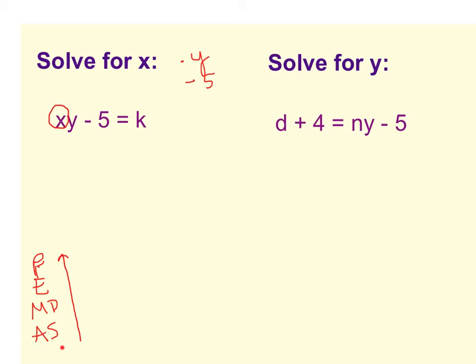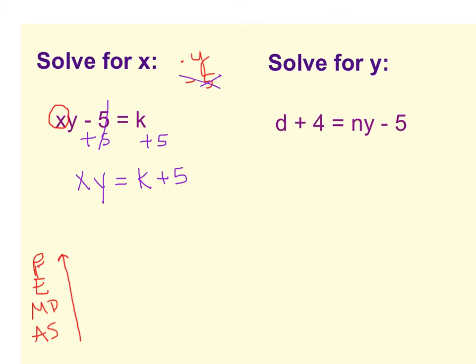So we say, well, do we have any addition or subtraction to undo? And I see, yeah, we have that minus 5. So the opposite of subtracting 5 is to add 5 to both sides. All right, your 5's cancel. Carry down your problem. We have xy is equal to, now this k and this plus 5 are not like terms, so we can't put them together, so we're just going to leave them separate, k plus 5. All right, so we took care of that minus 5.